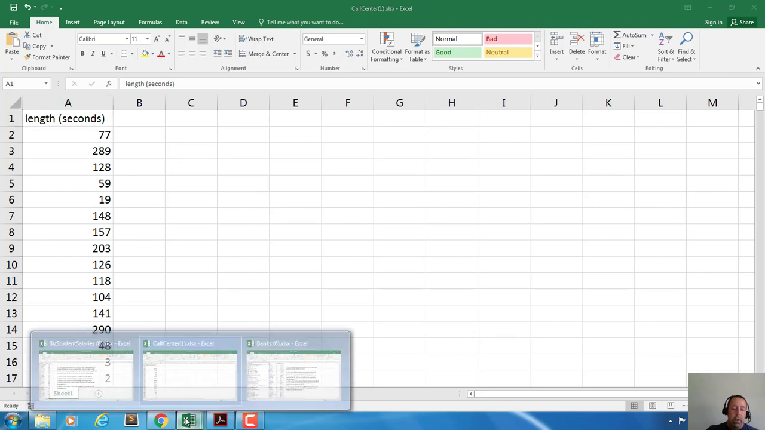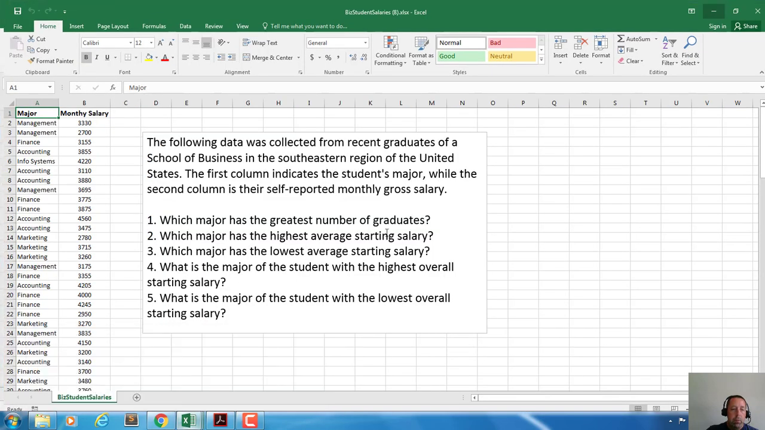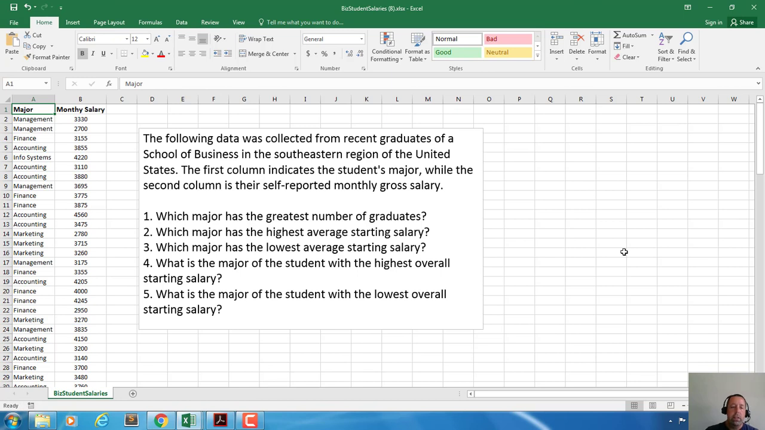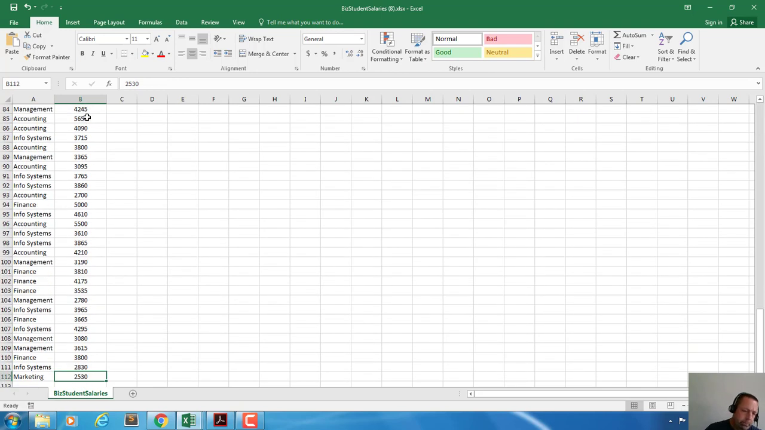The second one is biz students' salaries. It was collected from recent graduates of the school of business in a southeastern region of the U.S. The first column indicates the student's major. The second is their self-reported monthly gross salary. Right? This is not as big of a data set, only 111 data points.